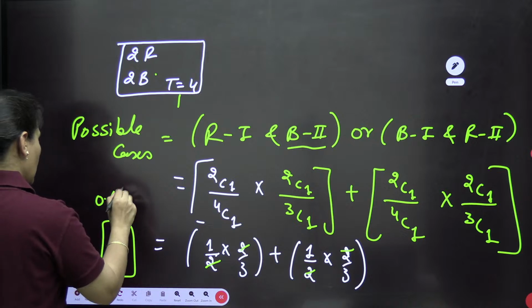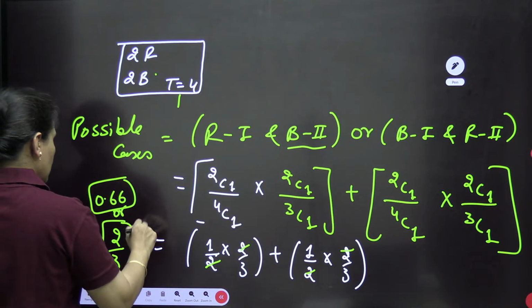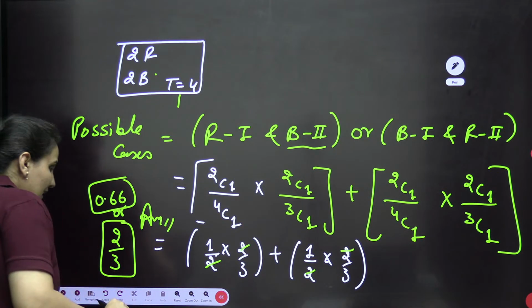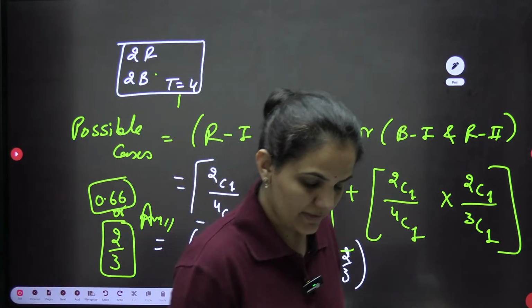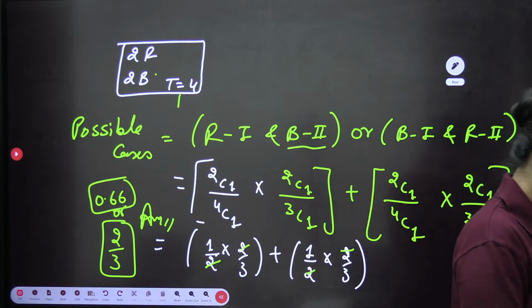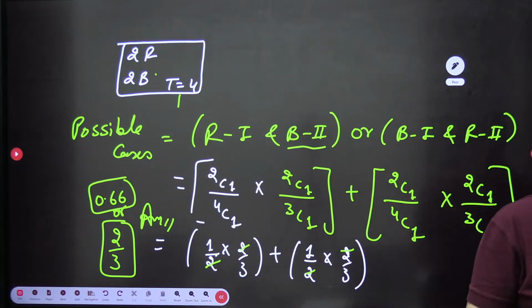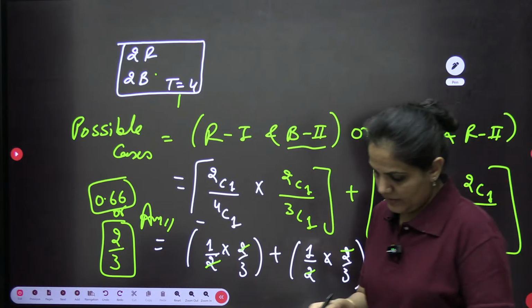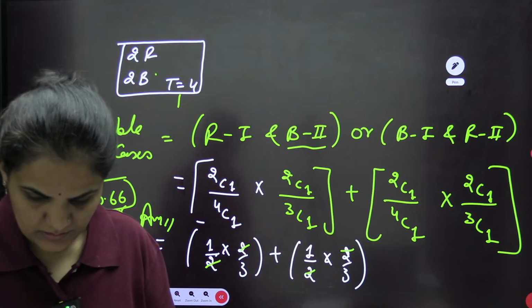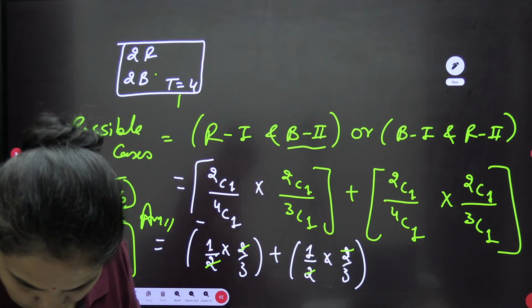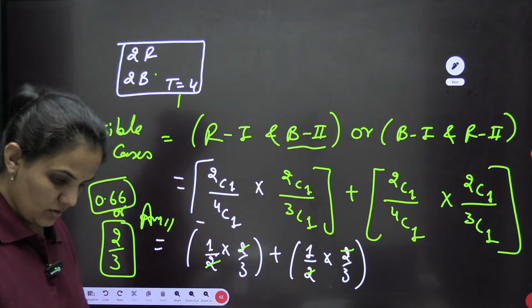If you are having the option, 2 by 3. If you are not having any option, if this is an NAT, then it is 0.66. If this is an MCQ, the result will be 2 by 3. Wait a minute, again I am not able to see. Now it's visible. Yes. All right.